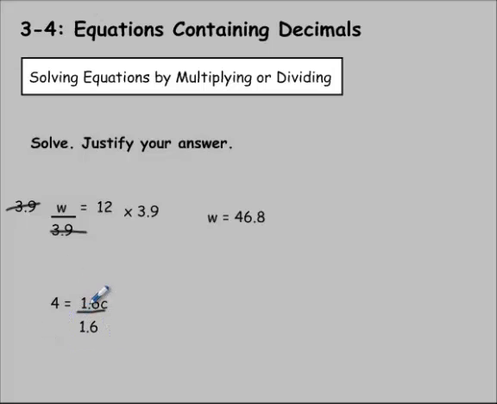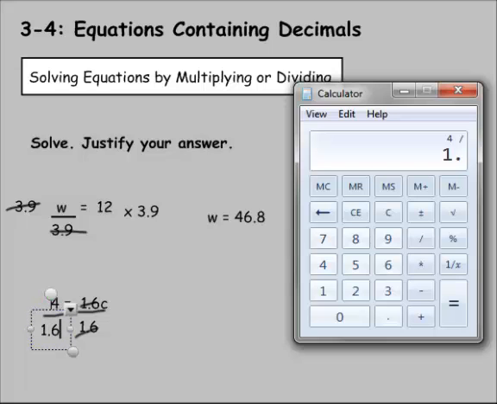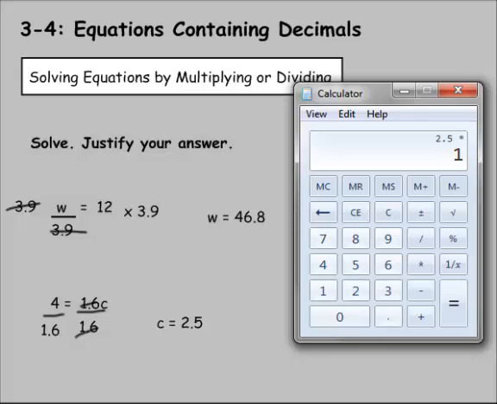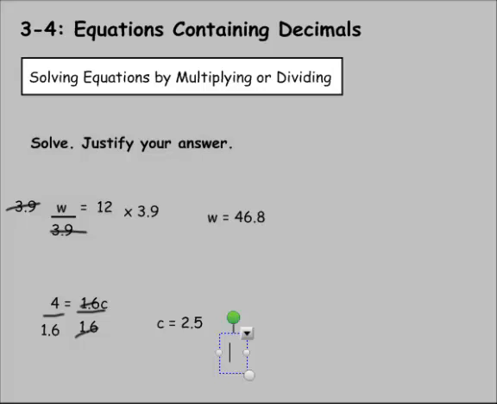So this would cross off, and then we would divide 4 by 1.6. 4 divided by 1.6 would be 2.5. So c equals 2.5. Let's justify our answer. So we'd have 2.5 times 1.6. Is that going to equal 4? So 2.5 times 1.6, that equals 4. So this is a true statement again.